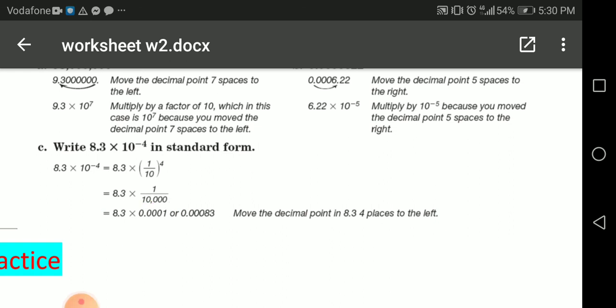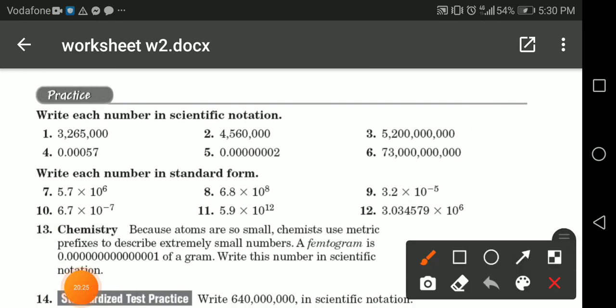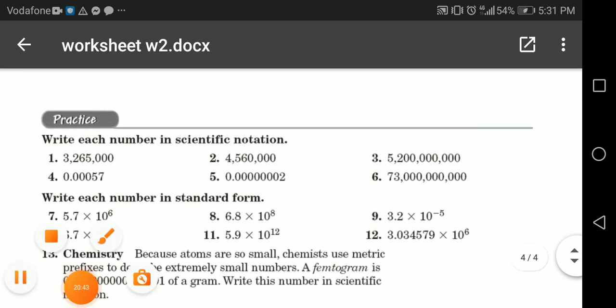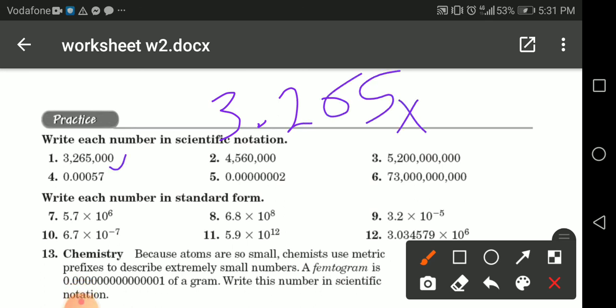So I have here some questions to make sure that we understand, guys. He asks me here to write each number in scientific notation, as you see. So for the first one, I have here 3,265,000. Okay, guys, I want to put a decimal point after 3, so 3.265. How many decimal places did I move? 1, 2, 3, 4, 5.